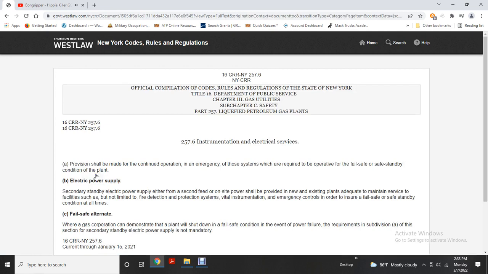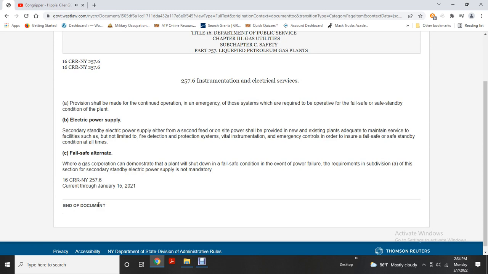Part 257.6, instrumentation and electrical: provision shall be made for continuous operation in an emergency, and those systems shall be required to be operative in the fail-safe or standby condition of the plant. The secondary standby electrical power supply, either a second feed or an on-site supply, must be provided for new and existing plants, adequate to maintain facilities such as, but not limited to, the fire protection system, vital instrumentation, and emergency controls, in order to ensure fail-safe or standby conditions at all times. Fail-safe alternate: when the gas corporation can demonstrate that the plant will shut down in a fail-safe condition in the event of a power failure, the requirements in subdivision A of the section for a second standby electrical power supply are not mandatory.